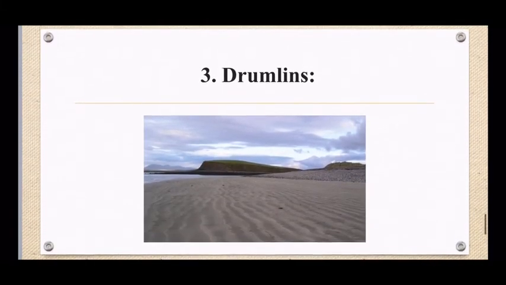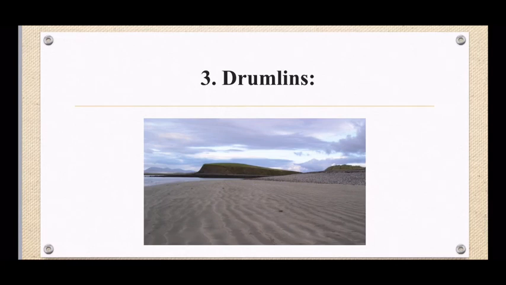And then the last feature of deposition is drumlins. So drumlins are small ridges formed by a glacier moving over a moraine that had been deposited previously. They are shaped rather like the bowl of a spoon turned upside down.